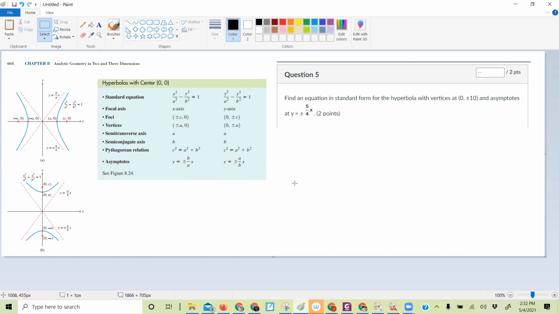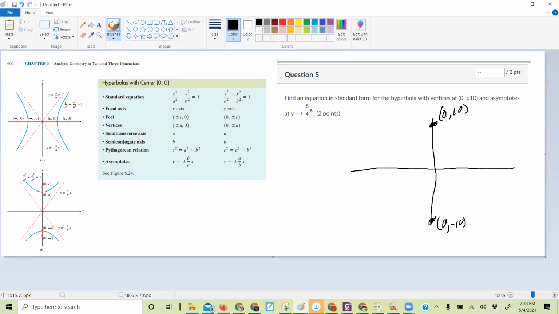Okay, so for this question here, I know the vertices are on the y-axis, aren't they? See the way it has plus or minus 10. So I know this hyperbola comes that low and that high, and that's at (0, -10) and (0, +10).